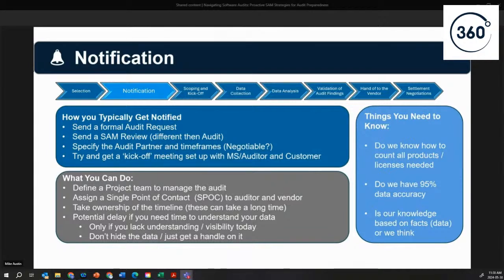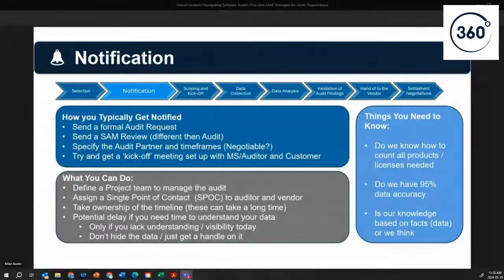That might include legal, it could include finance, could include purchasing, all the main stakeholders, right? You need to take ownership of the timeline, because a lot of the times I've seen the auditor come in and say, oh, we'll be done in 8 weeks. And I'm like, yeah, 2 years later, it's still going on, right? So the complexity of your environment, what you have going on, you want to make sure you control those.